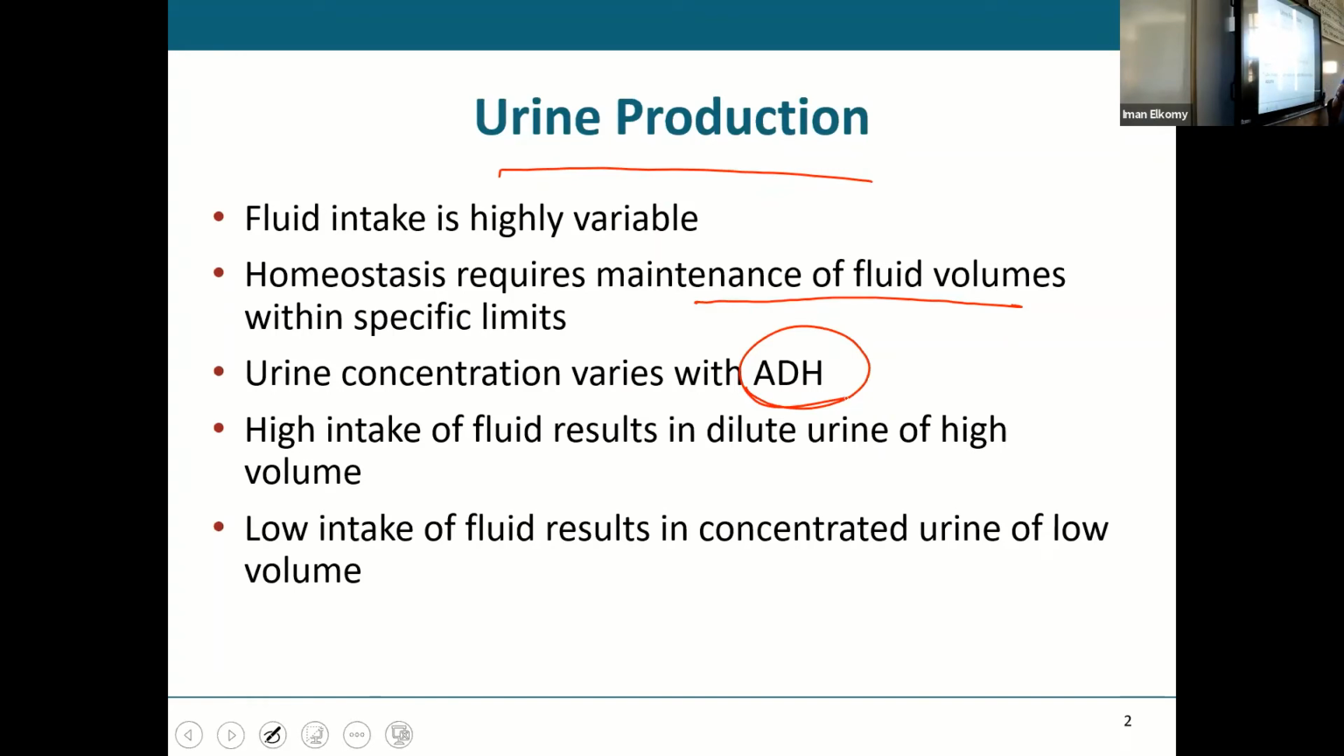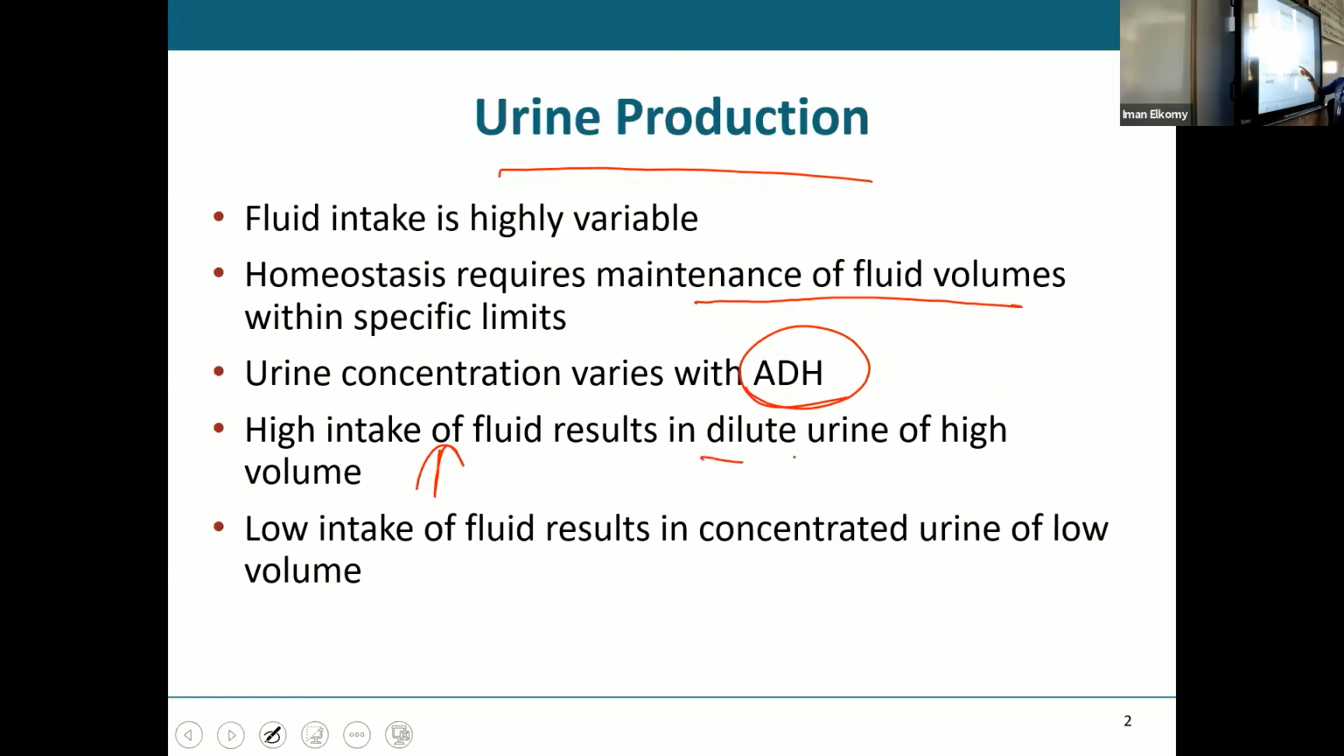So if you take in a lot of fluids, say I'm drinking water all day long, right? I'm drinking so much water that I'm getting in way more than my body needs. Well, all of that excess water is going to be released from my body in the form of urine, but that will give me a high volume and very dilute urine, right?